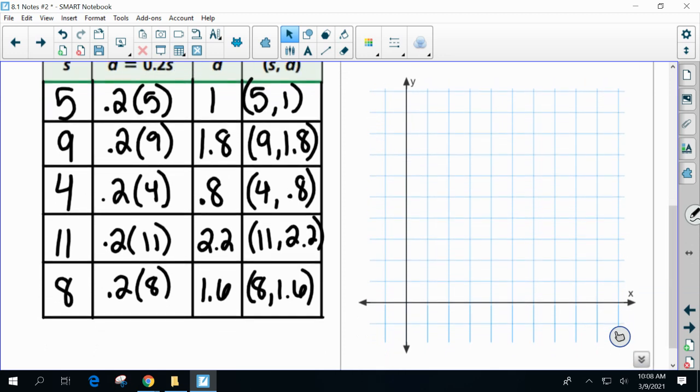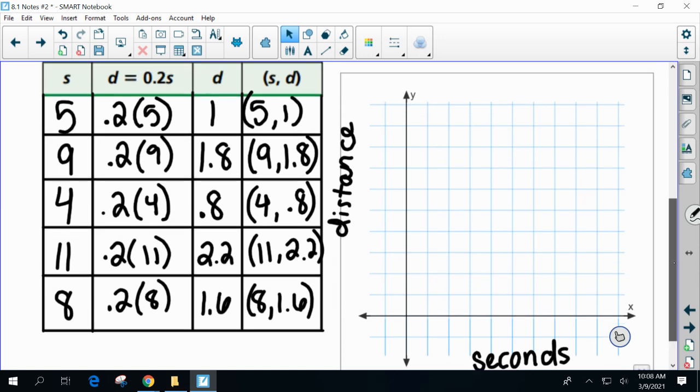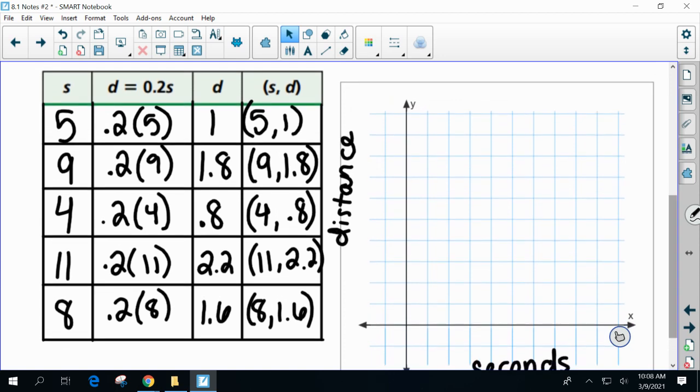So our seconds are gonna go along our x-axis because that's what we plugged in for our independent variable. And then this would be the distance. Okay, so our distance goes as high as 2.2, and every one of them would be a multiple of 0.2. So probably the easiest way to handle your y-axis as far as labeling would be up by 0.2, in my opinion. So each box would represent 0.2.